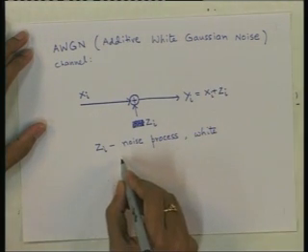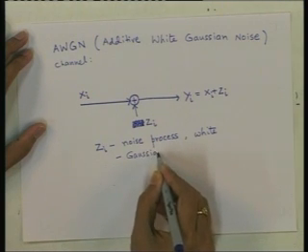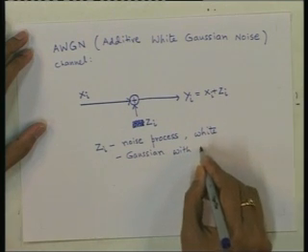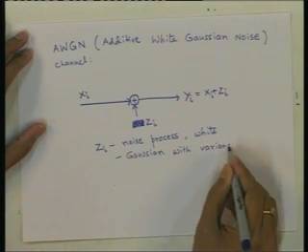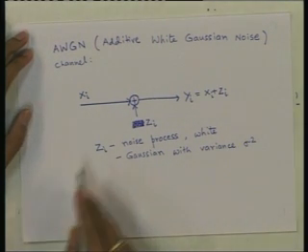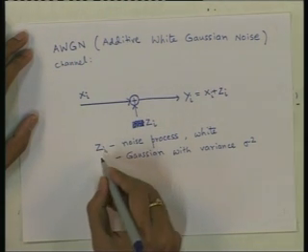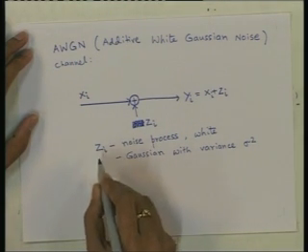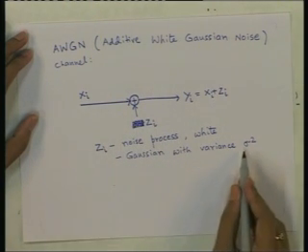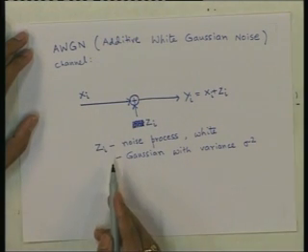So, z_i is also Gaussian, and let us assume that it has variance sigma square. Sigma square is the variance of each z_i. So, these are basically independent and identically distributed Gaussian with variance sigma square. So, this is the discrete time AWGN channel.